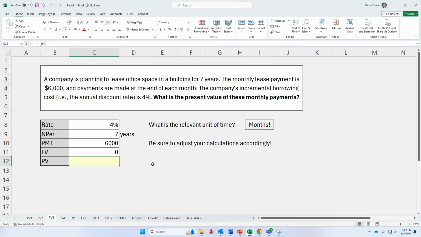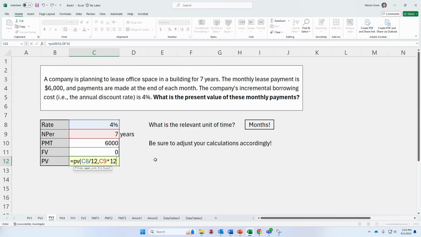And now let's set up our PV formula. First, we specify the rate. But remember, this discount rate was originally expressed in annual terms. So if I want this to be a monthly rate, I need to divide it with this slash by 12. Next, for the number of periods, we know it's going to be a 7-year lease. But in terms of months, this is going to be 7 times 12.